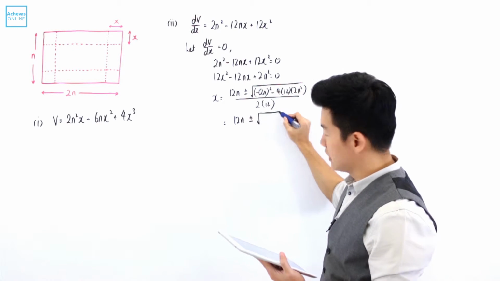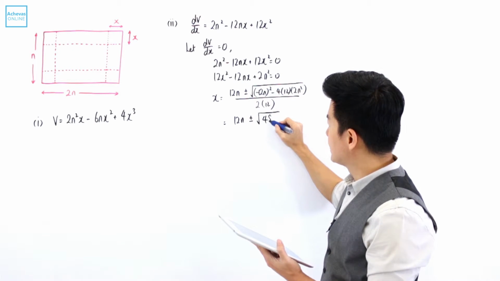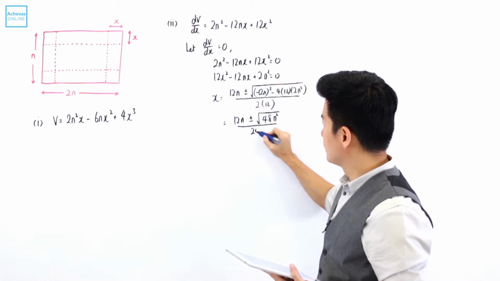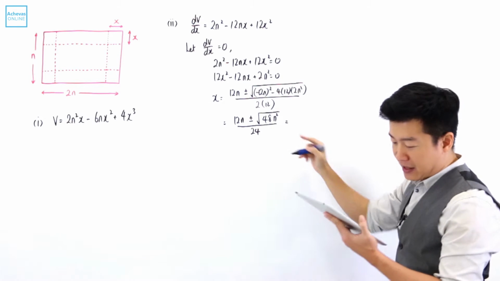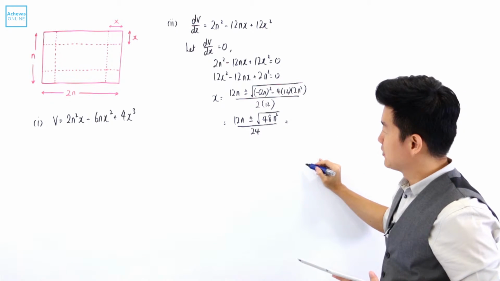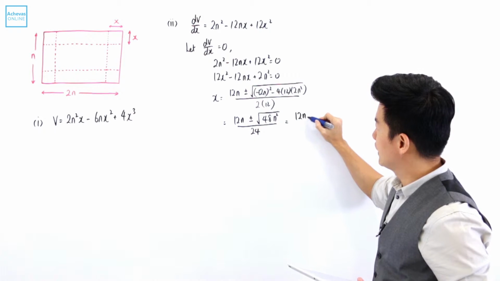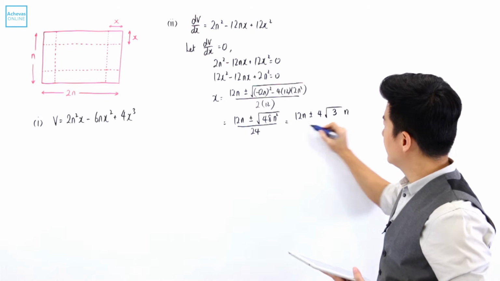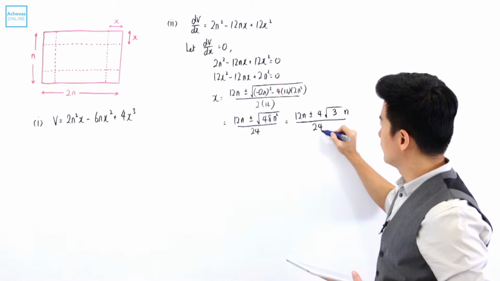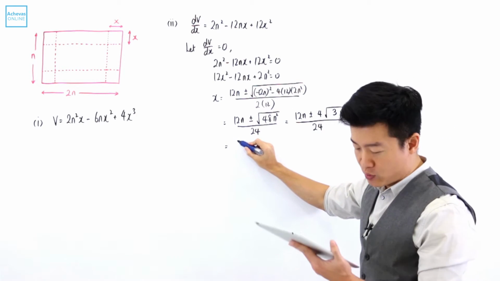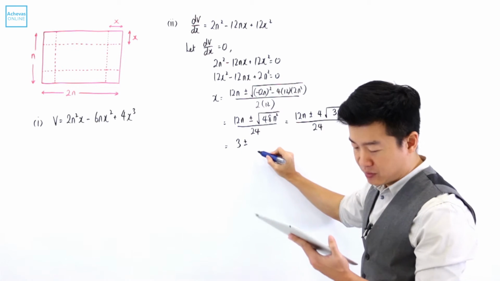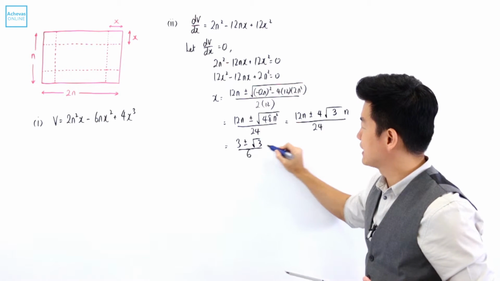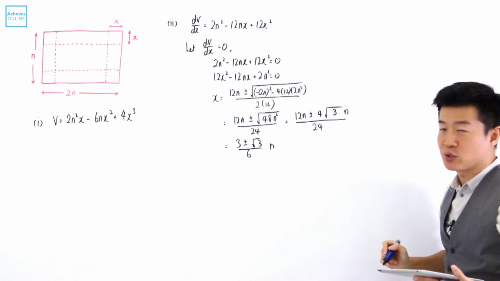If I were to evaluate, it is going to be the square root of 48n squared, divided by 24. And this that I have here, this is 16 times 3, so it is going to be 12n plus or minus 4 square root of 3 n, divided by 24. So x is going to be equal to (3 plus or minus square root of 3) divided by 6, of n, if I were to factorize out n.